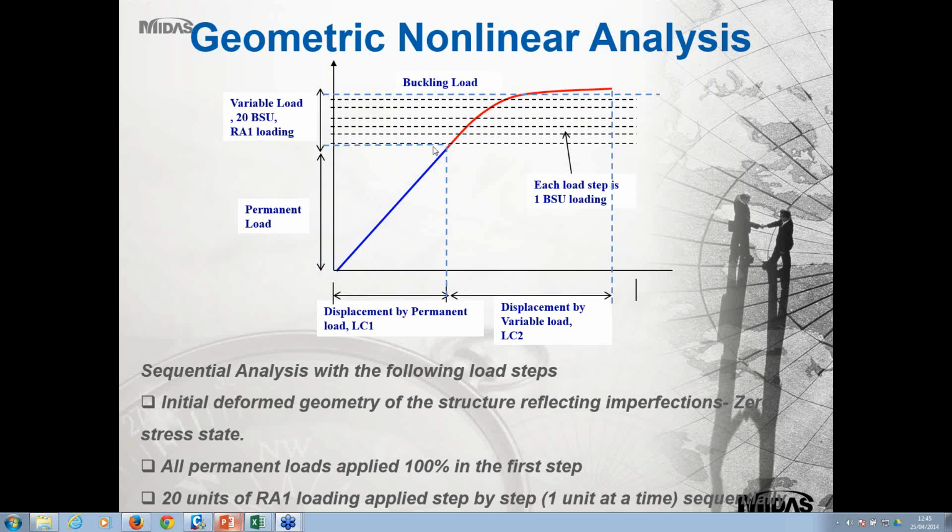And before doing this analysis, the initial deformed geometry of the structure should be assumed. So whatever imperfections we get from the buckling analysis, we start with those imperfections from the zero step, or from the first step itself.